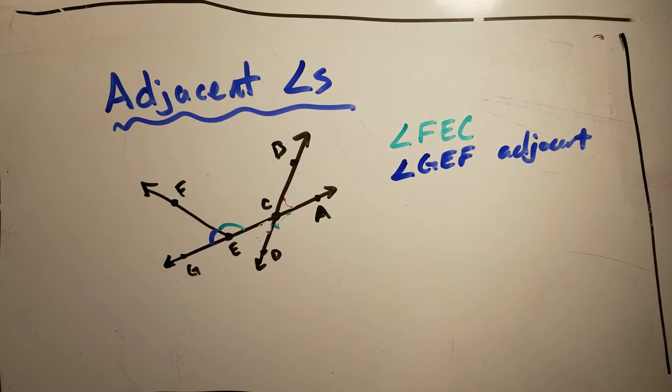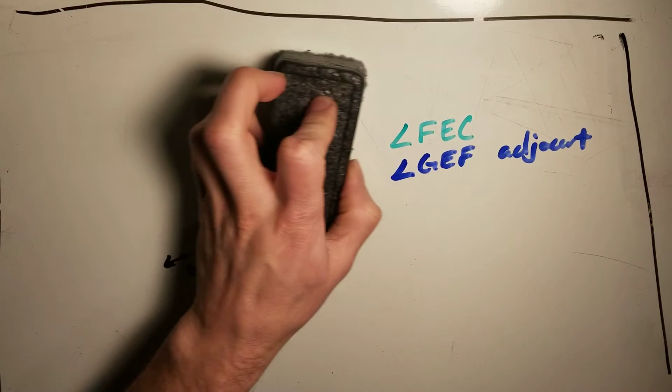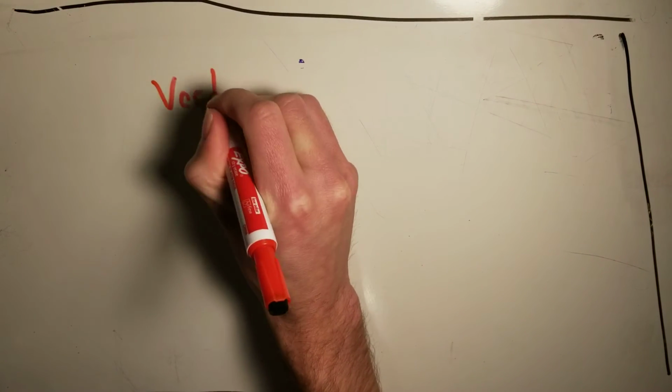Alright, our next vocabulary word, still on that first slide, is called vertical angles. So vertical angles, our definition says, these are opposite angles that share a vertex.